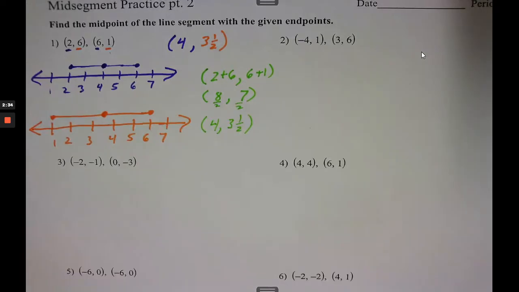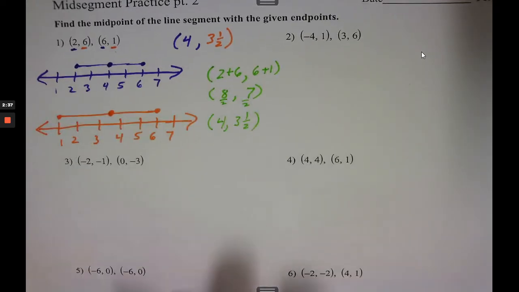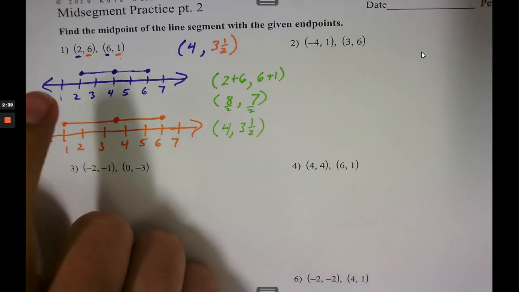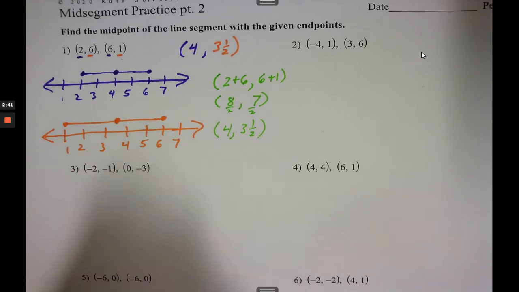And that's what I'm going to do for the rest of these examples, but if it would help you out, you can absolutely draw a number line and put the points on that number line.